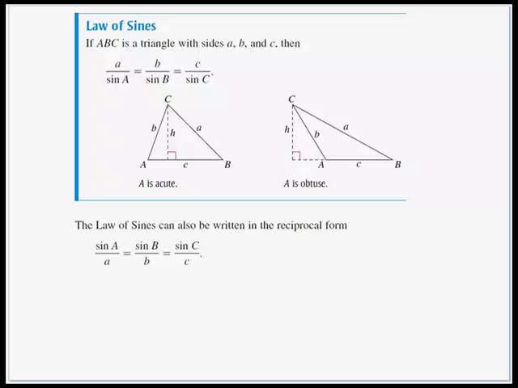And here in all its glory is the law of sines. Very easy to remember. If ABC is a triangle with the sides a, b, and c, then side a over the sine of angle A is exactly equal to side b over the sine of angle B, and that is also exactly equal to side c over the sine of angle C. This applies to triangles that are both acute and obtuse. And if you prefer the reciprocal form, we can just flip all three of these over: sine of A over a is equal to sine of B over b is equal to sine of C over c.